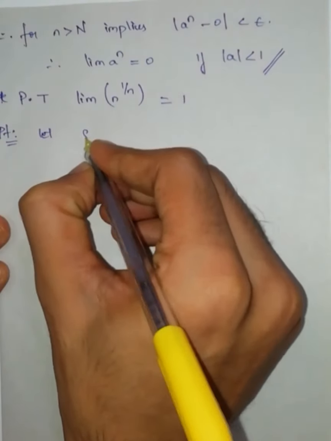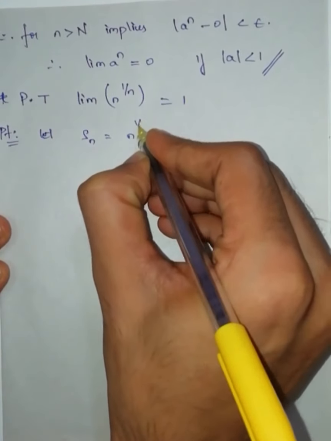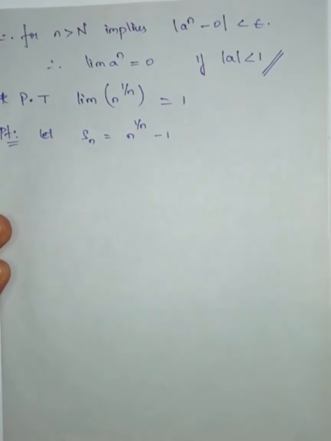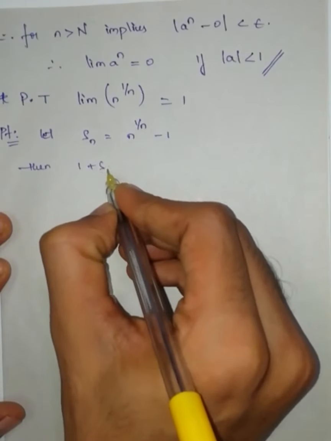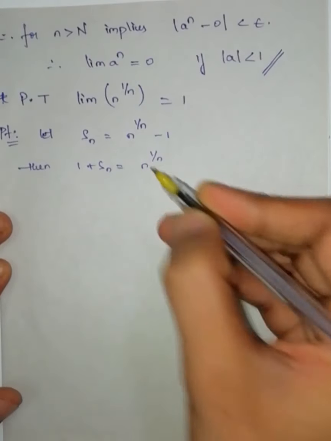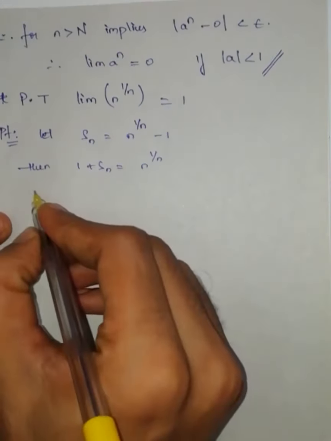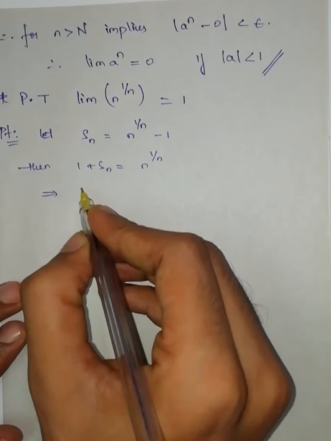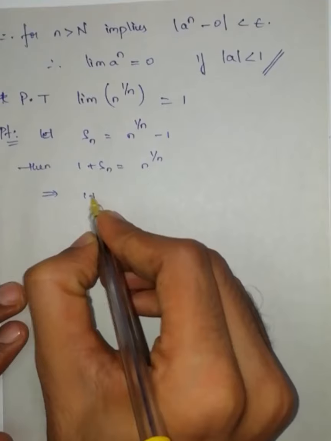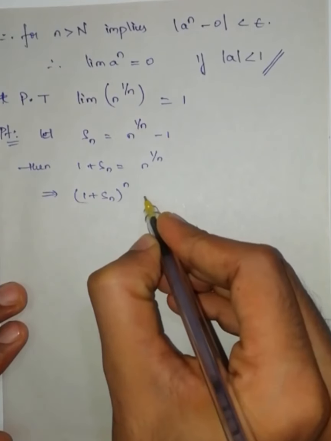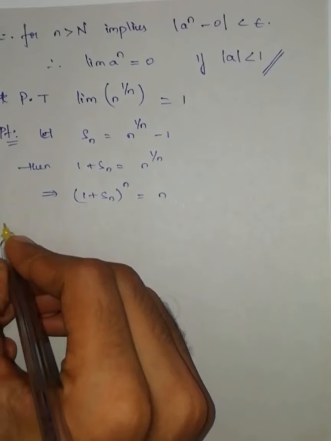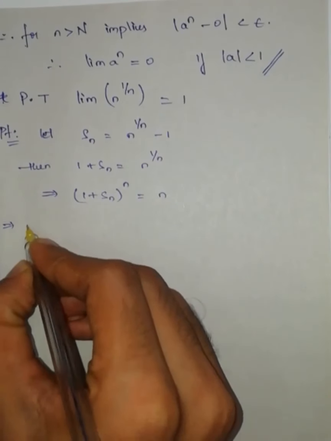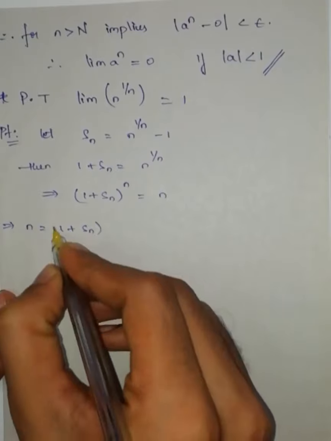Let Sn be equal to n to the power of 1 by n minus 1. Then if I take 1 this side, 1 plus Sn is equal to n to the power of 1 by n. This implies, taking power n on both sides, we will get that (1 plus Sn) whole to the power of n is equal to n. Then n is equal to (1 plus Sn) whole to the power of n.